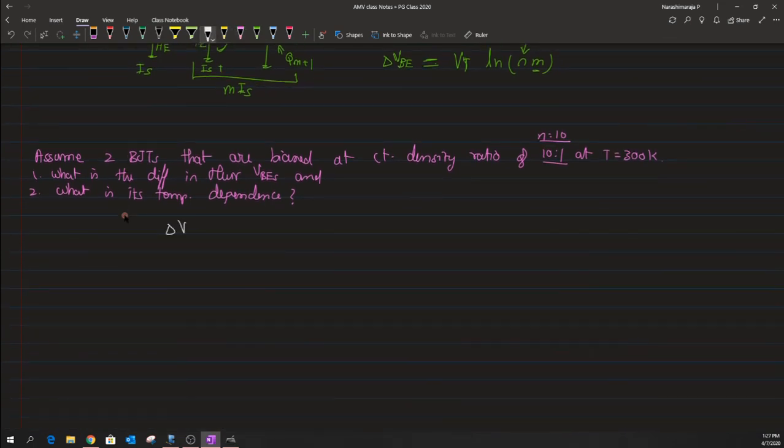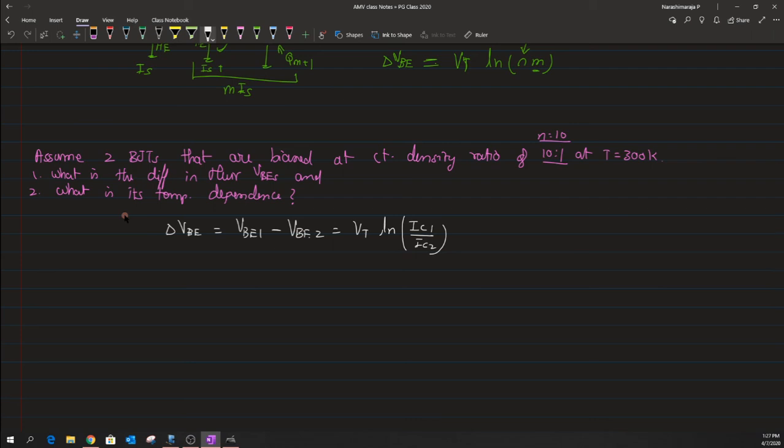The difference in their VBEs, which is VBE1 minus VBE2, is equal to Vt into ln of the ratio of collector currents. Let me write it as IC1 by IC2 here. Assuming that both transistors have the same emitter area, which means that IS1 would be equal to IS2, so they get cancelled out.